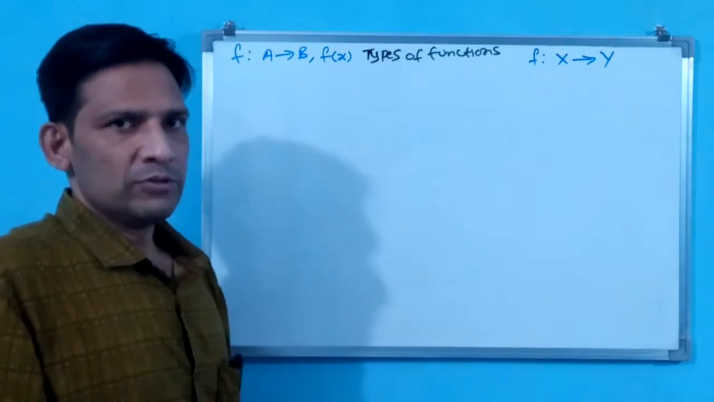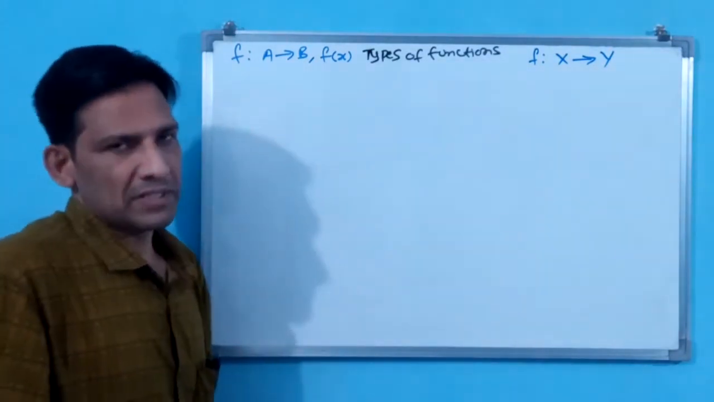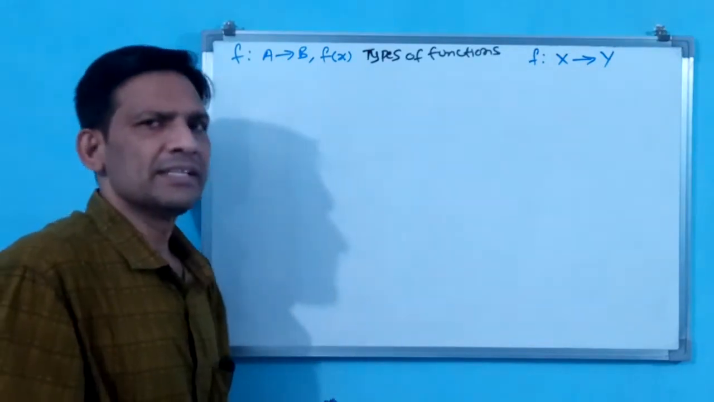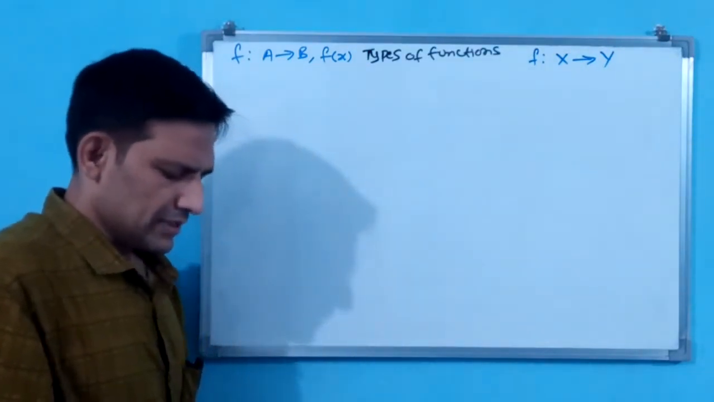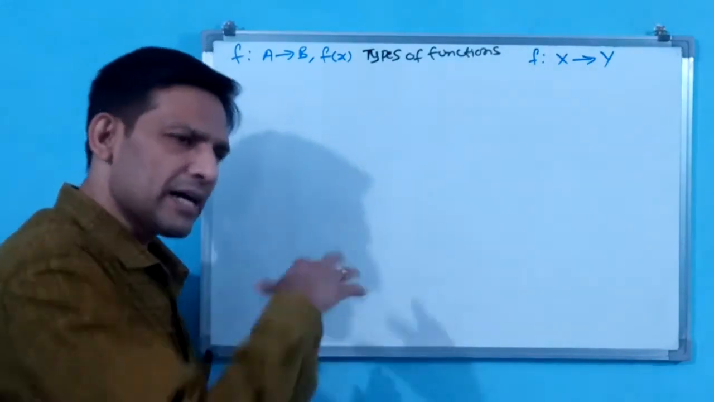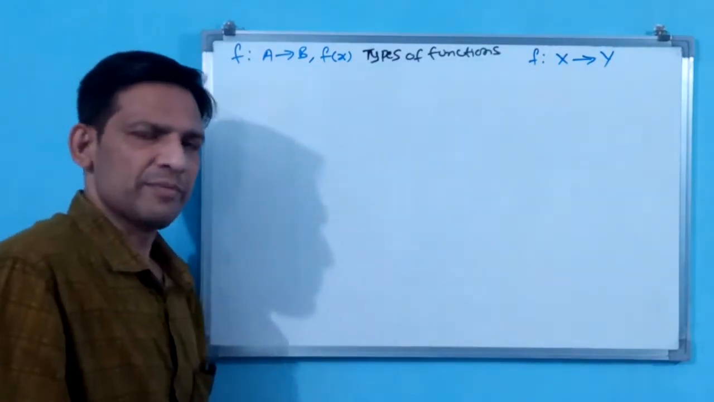Now what we do, we will learn types of functions. Types of functions are there. Let us see, what are the types of functions? See, major only two functions are there. In between those two functions, other different types of functions are there.